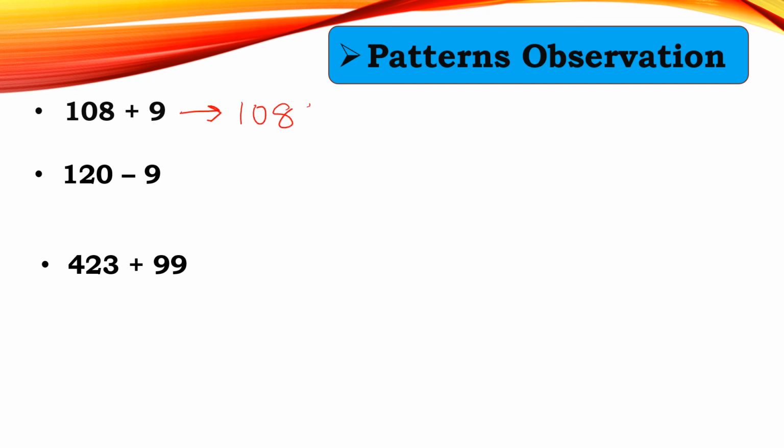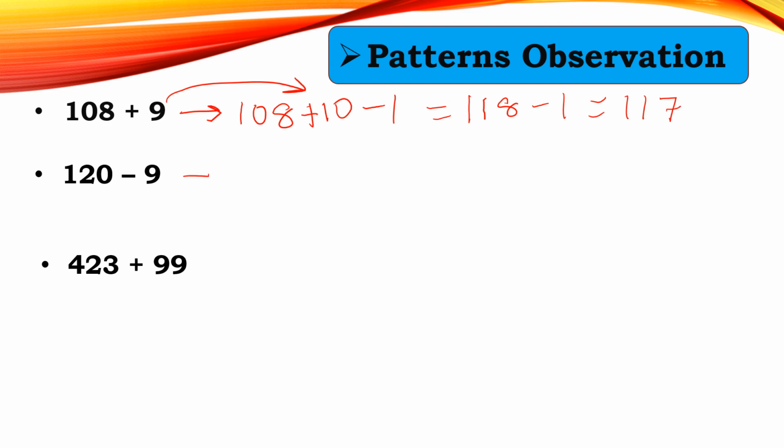108 plus 9. How can you write 9? 9 can be written as 10 minus 1. So it's very easy to add a number to 10. So you get 118 minus 1, which is equal to 117.